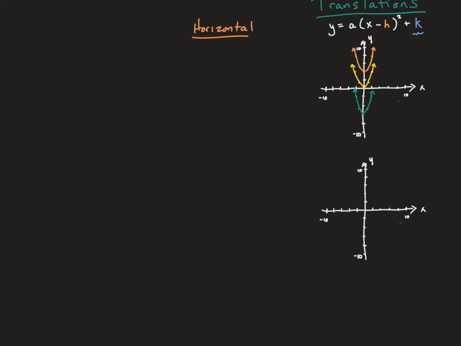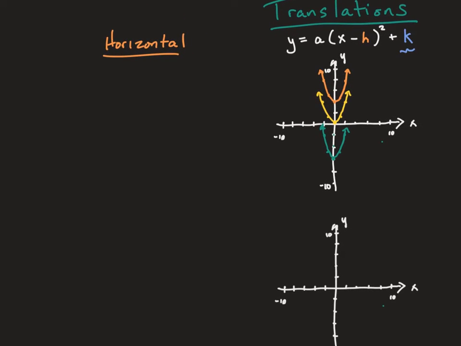Your horizontal shifts are going to be very similar, but we're going to be going side to side. So when we look at a horizontal shift, we are going to have y equals a times x minus h squared. And then, of course, a is going to be equal to 1. And if h is greater than 0, we're going to shift right. And if h is less than 0, we're going to shift left.